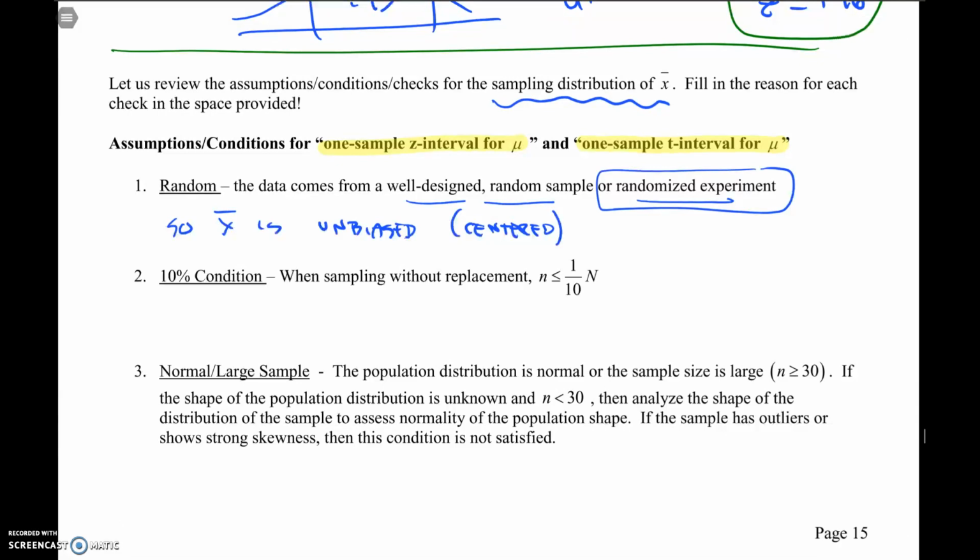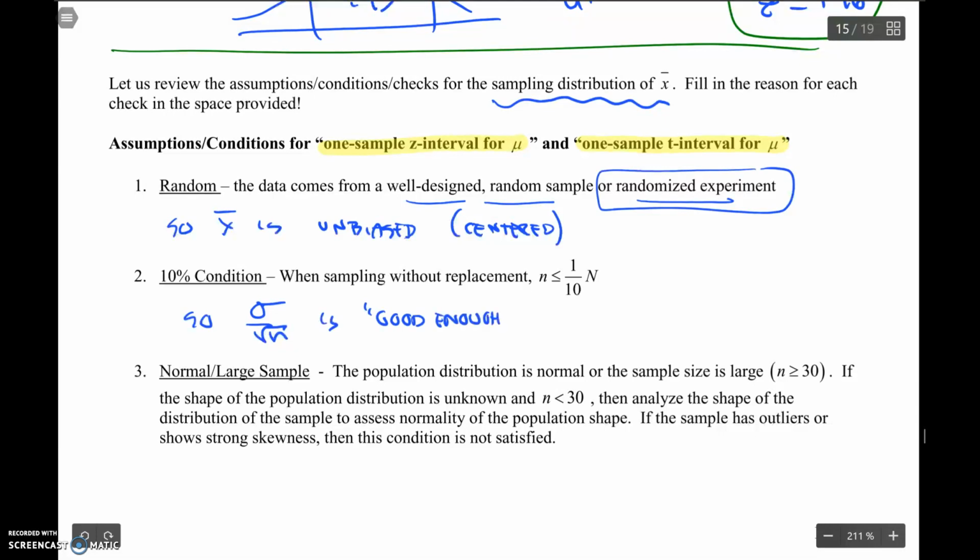Most important thing. 10% condition, same as before. Why is it important? So sigma over square root of n is good enough because of independence or pseudo-independence, whatever. Therefore, s over square root of n may be good enough after the t correction.